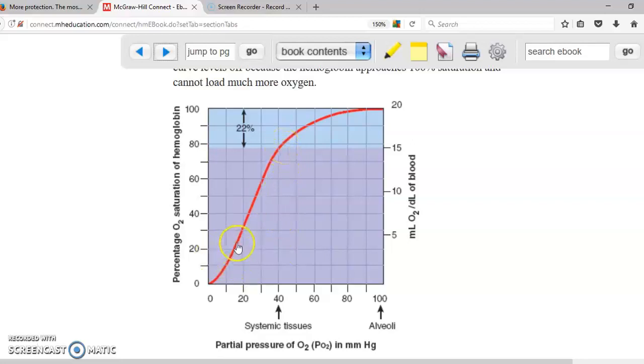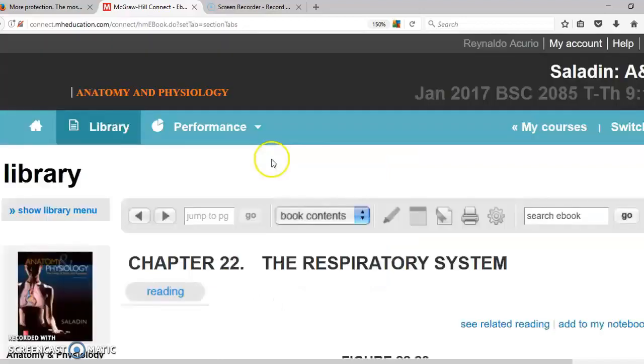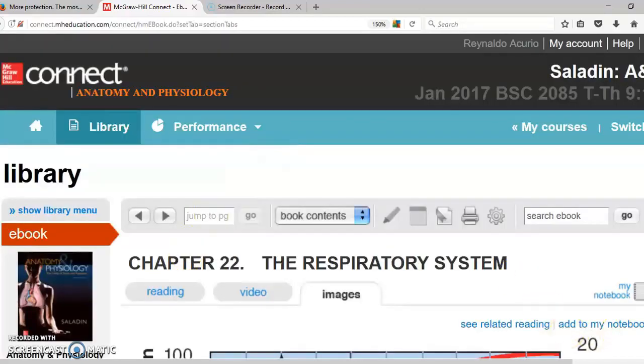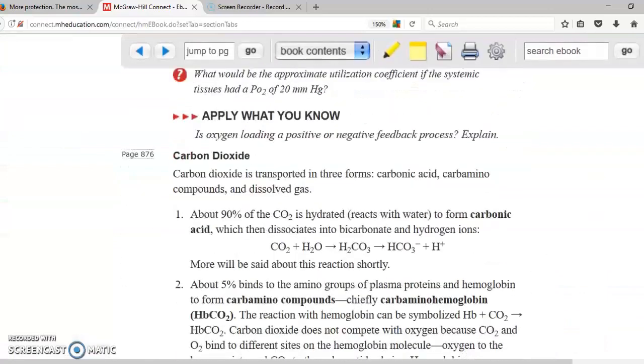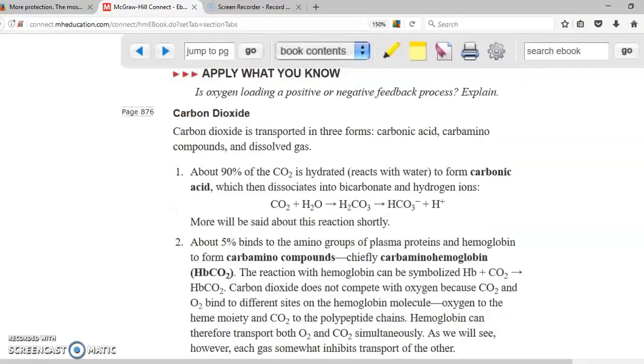Why? Because this part shows you that when it attaches one oxygen to the hemoglobin, the attachment of the other oxygens to the hemoglobin is faster and faster and faster. Therefore, there's a steep increase in the amount of oxygen saturation. So let's keep scrolling down. And the next topic is how the carbon dioxide is going to be transported.